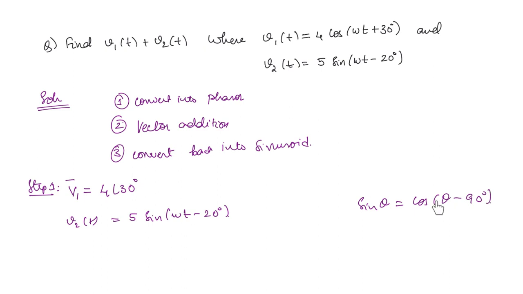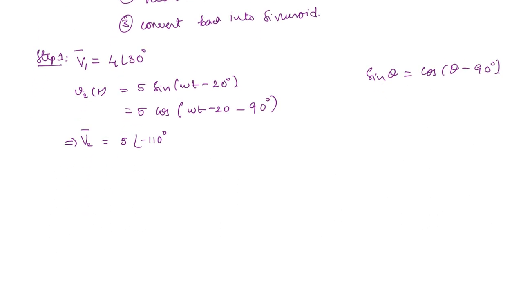We are not writing it as 90 minus theta because we don't want a negative sign in front of theta. If we use a negative sign, omega t will become negative. We want this to be in the form omega t plus some phase. Anyway, cos(90 − theta) or cos(theta − 90) is the same thing, because cos(−theta) is cos theta. So you can write 5 cos(omega t − 20 − 90 degrees). Now what will be the phasor? V2 bar is equal to 5 angle −110 degrees.